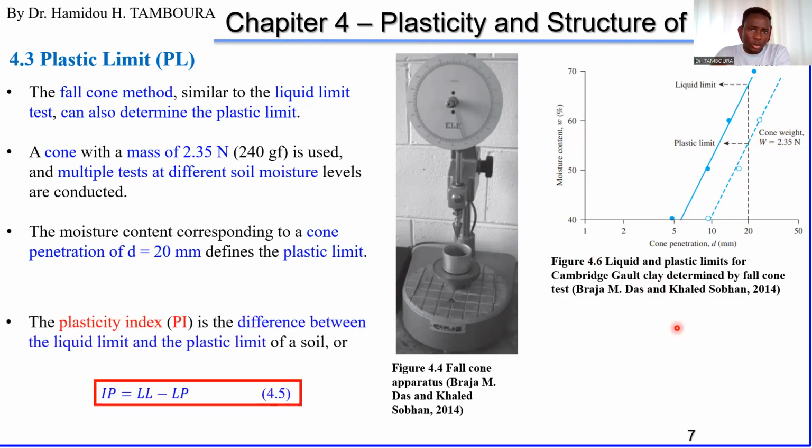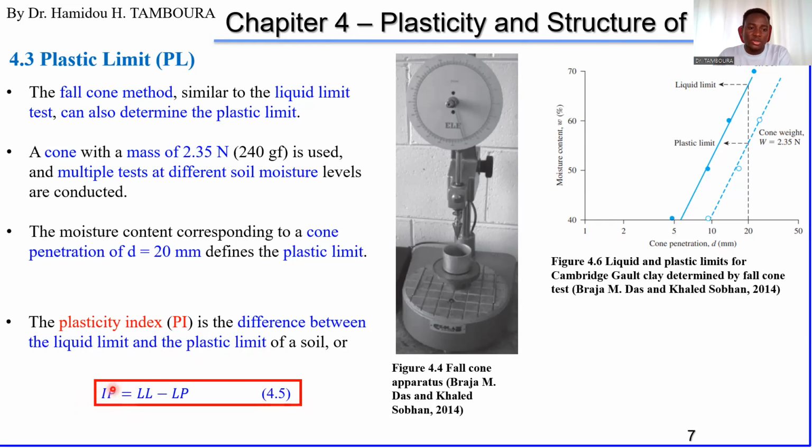Another parameter can be defined now, because we know what the liquid limit is and what the plastic limit is. We can introduce the new parameter, which is the plasticity index. Plasticity index, PI, is the difference between liquid limit and plastic limit. Remember that liquid limit and plastic limit are both water contents. So by taking this difference, we can get this.